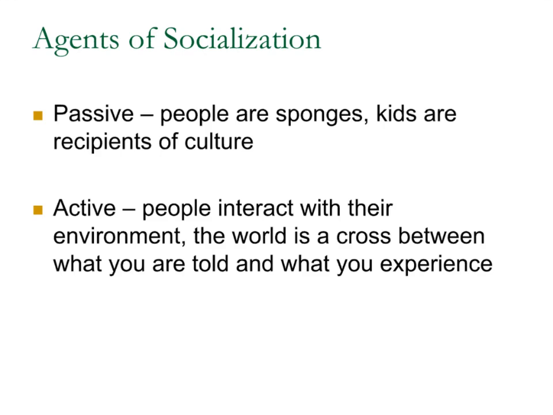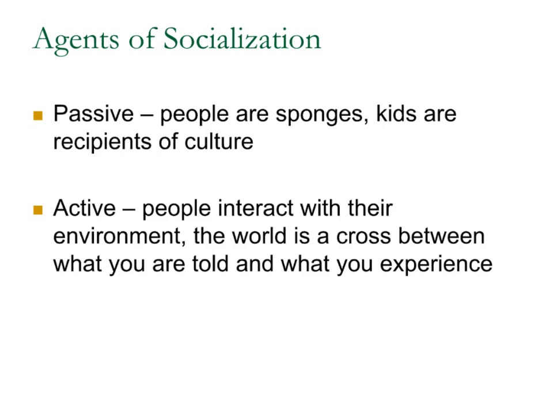If you take a neutral sponge and put it in blue water, the sponge will absorb the blue water and become blue. But if you take it out and wring out that blue water and stick it in red water, the sponge will absorb the red water and become red. So that's an analogy of the passive view of socialization, that kids are recipients of culture, that they absorb the culture that is around them, and that is the process by which they're socialized.